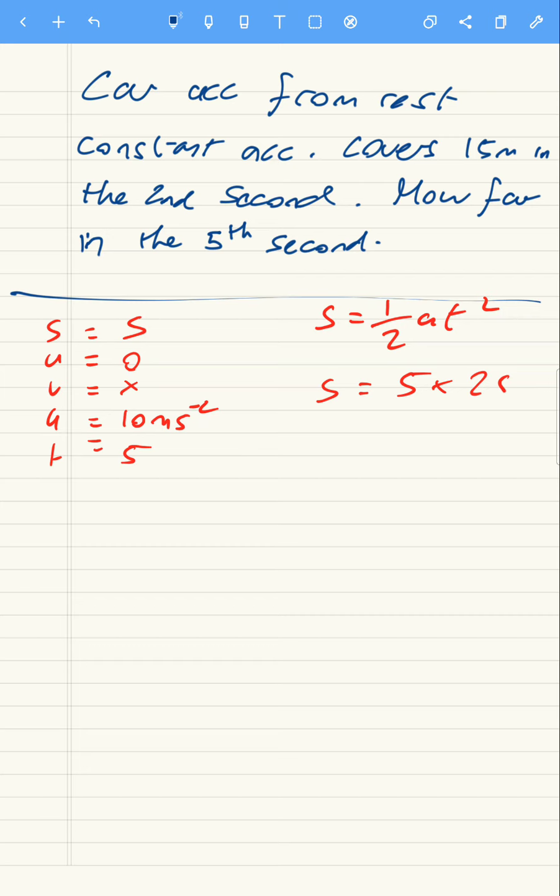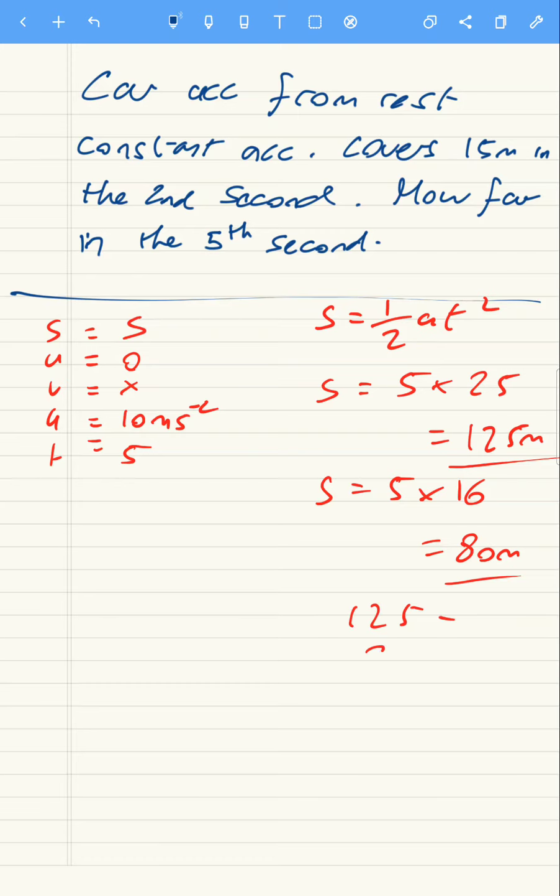So the 5 squared is 25. So that's how far it travels. So 25 times 5 is 125 metres in the full 5 seconds. And then let's do 5 times 4 squared, which is 16. 5 times 16 is 80 metres. So that's in 5 seconds and 4 seconds. So in the 5th second would be 125 minus 80, which is 45 metres. Hopefully that's alright.